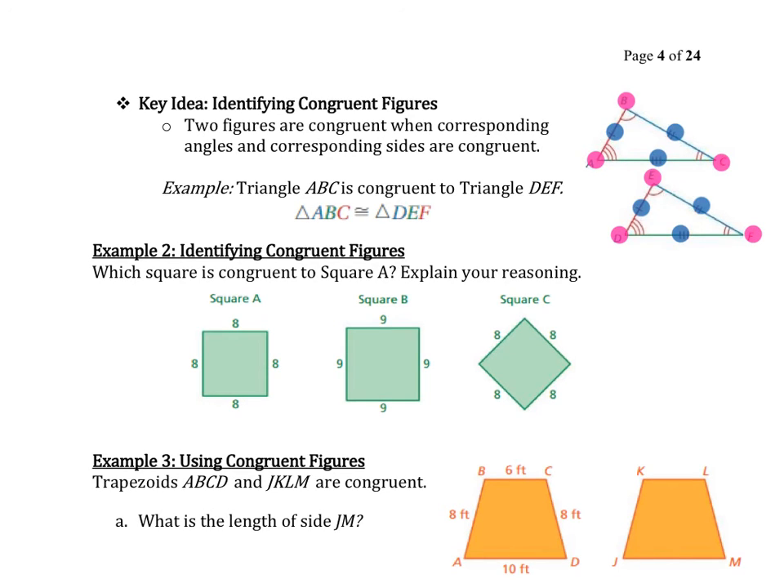So since we have all this information, we can say that triangle ABC is congruent to triangle DEF. Remember this symbol right here means congruent to. So if you're trying to draw, because I know it is a little blurry, it's like the little tilde that you would use in Spanish class over an equal sign.